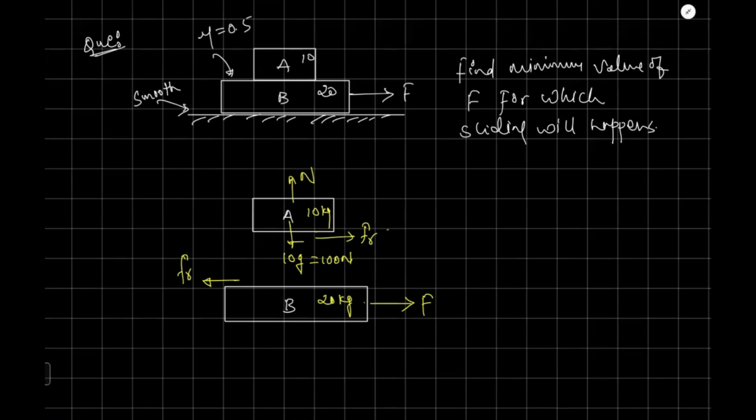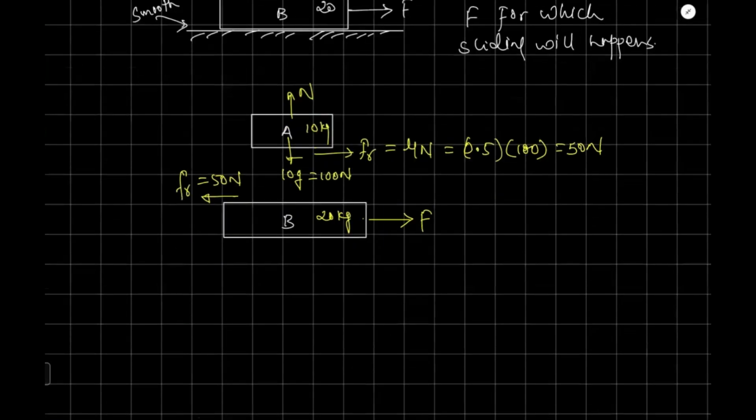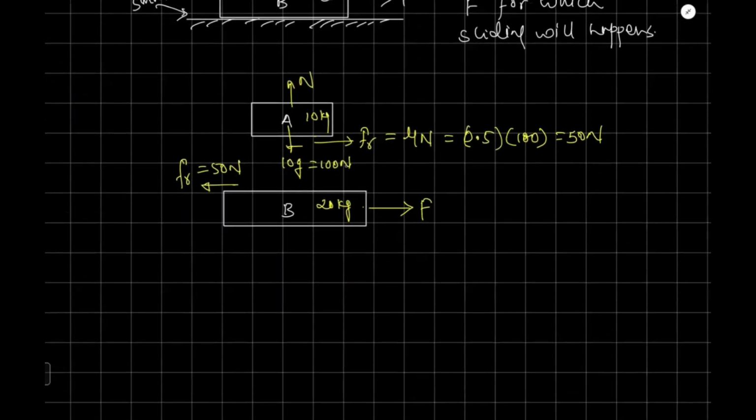So what is the maximum possible value of this friction? That is mu into n. The value of mu is 0.5 and the normal reaction is 100 Newton. So you'll get 50 Newton as your friction force. So here you can put the 50 Newton. Now, if you see the acceleration of block A, you can apply the equation for block A. So what you can see is the friction force will be equal to mass into acceleration of block A.